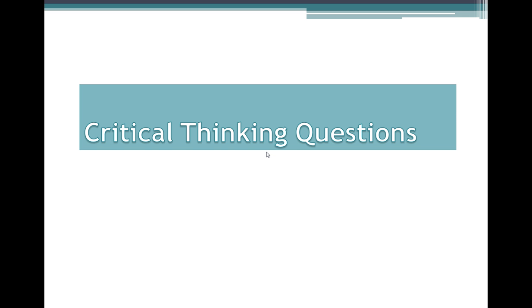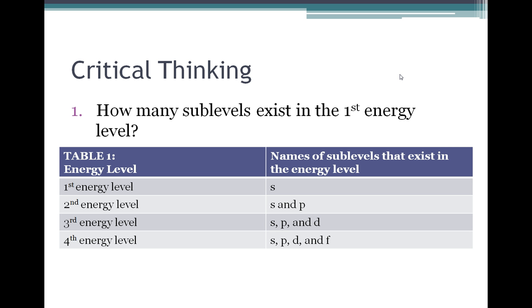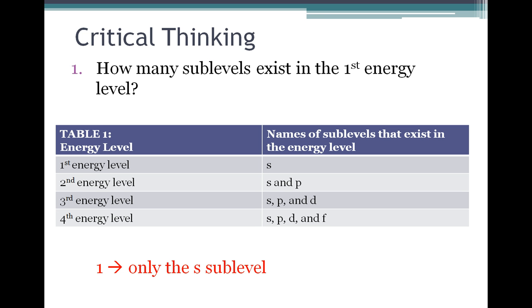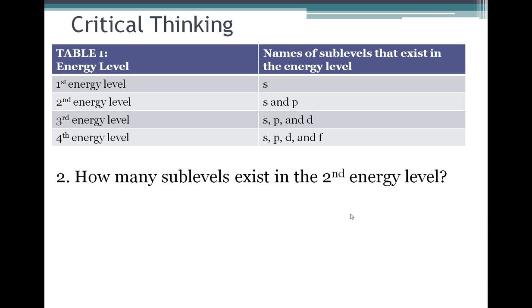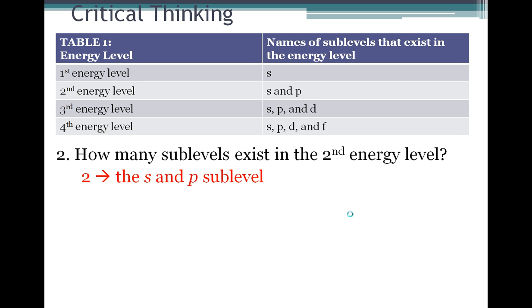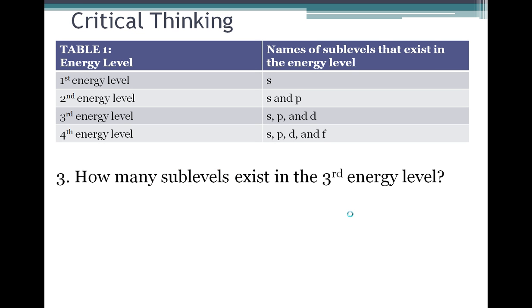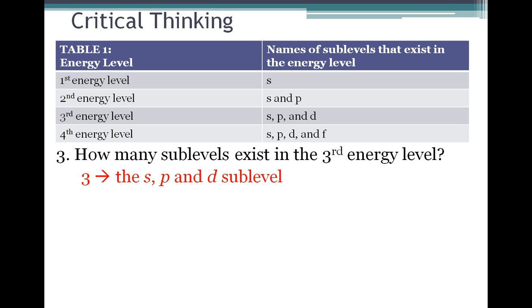So some critical thinking questions. Number one, how many sublevels exist in the first energy level? Well, it's pretty easy. You just look at the chart, and under the first energy level there's S, so there is just the S sublevel. So 1. For number 2, you do the same thing. Second energy level: S and P, so there are 2, which are S and P. And in the third energy level, there are 3: S, P, and D.